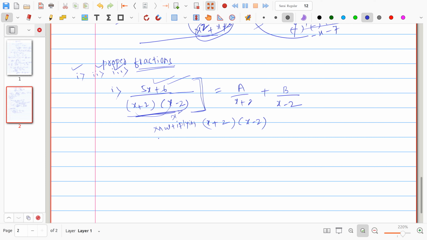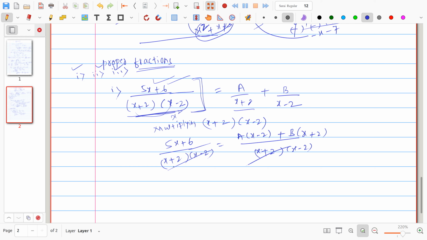Then what we have, suppose you take just right here (5x + 6) divided by (x + 2)(x - 2), and this here x + 2 is there, and we have to write here A into (x - 2), and here B, x - 2 is there, and we have to write x + 2 here, divided by (x + 2)(x - 2). Okay, here both terms containing the LCM term are the same, it will get cancelled.